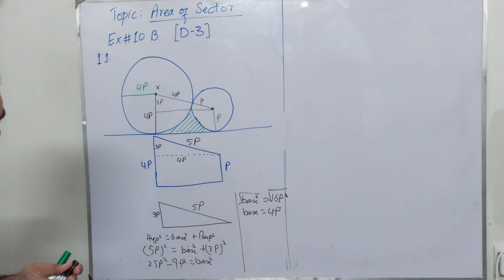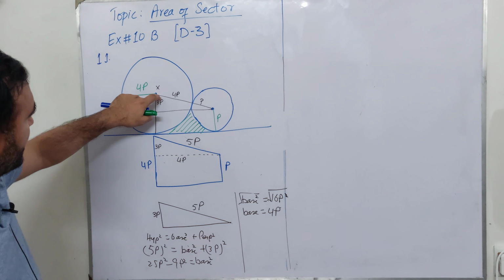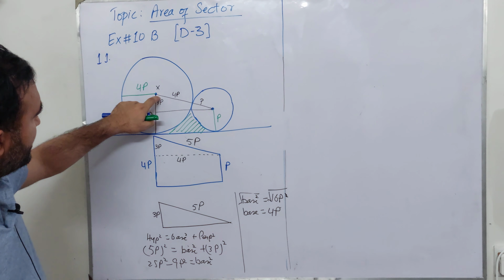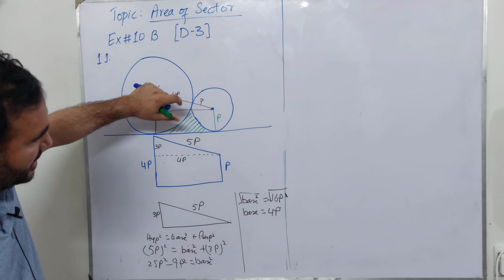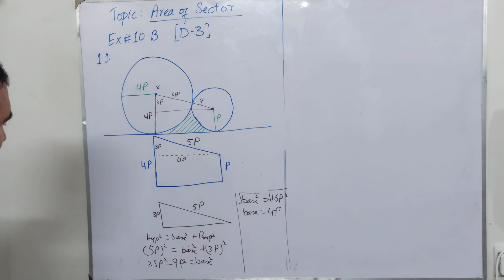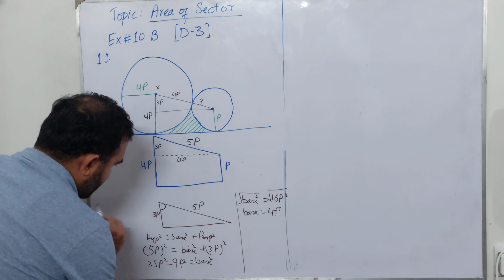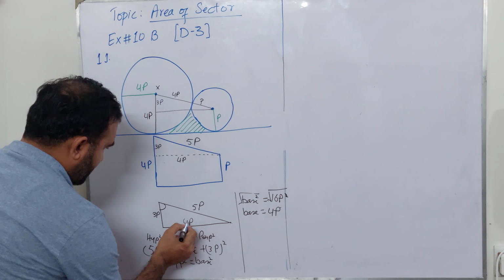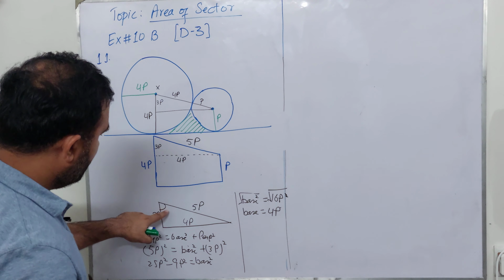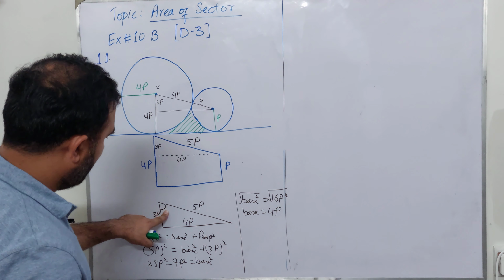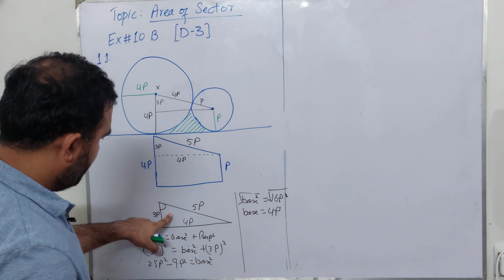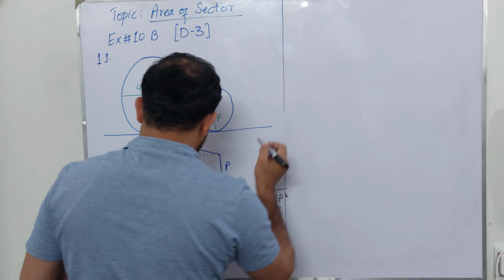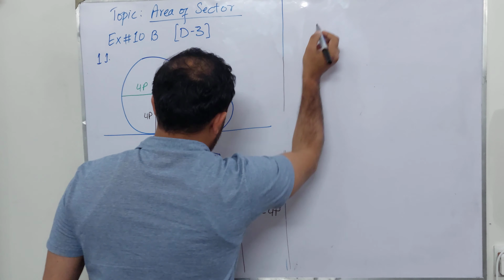Okay, now we need this angle, right? Because if we can find this angle, we can find the area of this shaded region. To find this angle, we can use any trigonometric ratio. Okay, so if this is the angle, we would like to use sine or cos, it's up to the student. So from this triangle we have, this is theta, right?